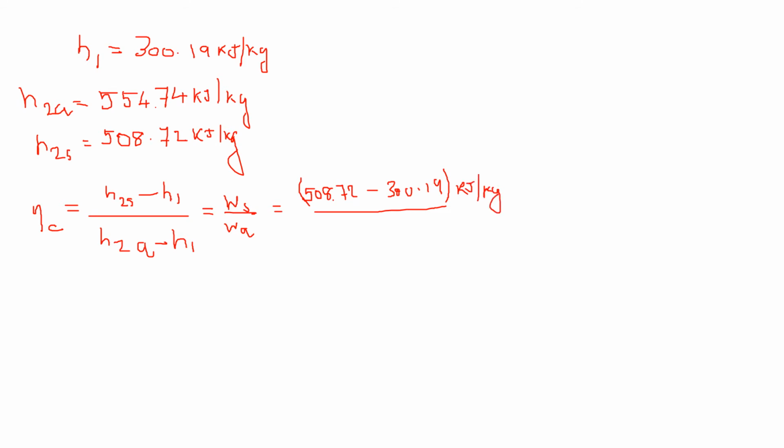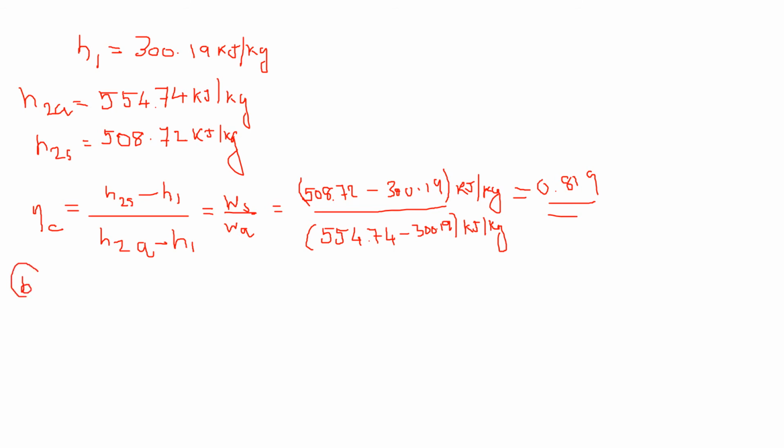divided by, again, numbers without unit don't make any sense, so you should be very careful about this, kilojoule per kilogram, divided by the actual compressor work, which is 554.74 minus 300.19 kilojoule per kilogram. So isentropic efficiency, if you calculate, I found it out to be 0.818. Okay, if you multiply by 100, you will get 81.9%. So that is how we find the isentropic efficiency.